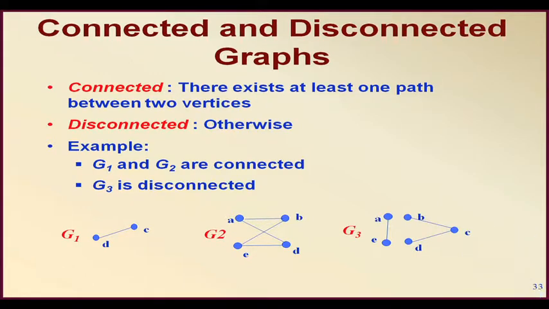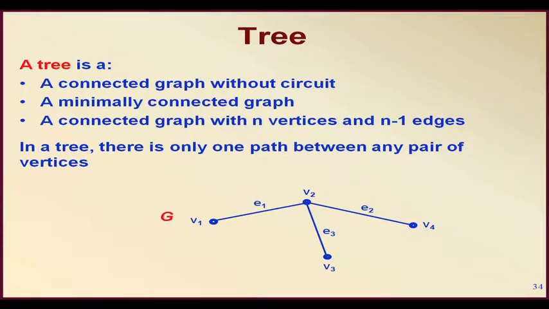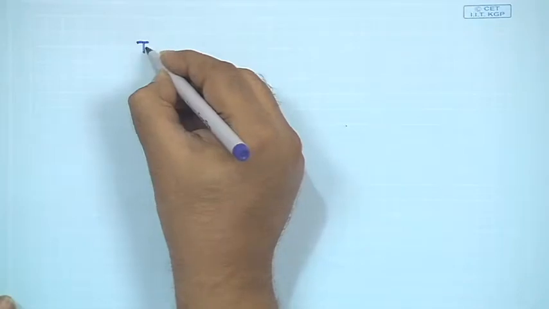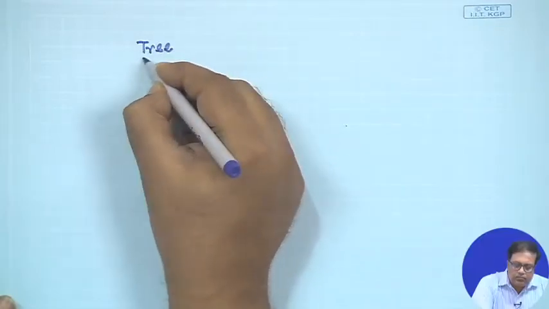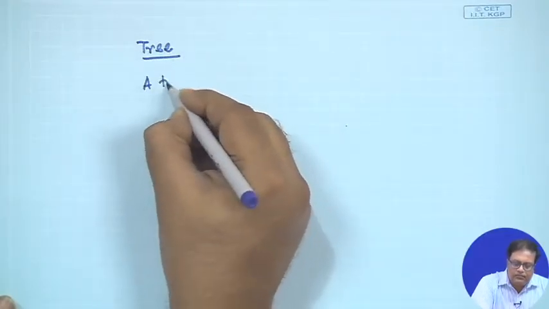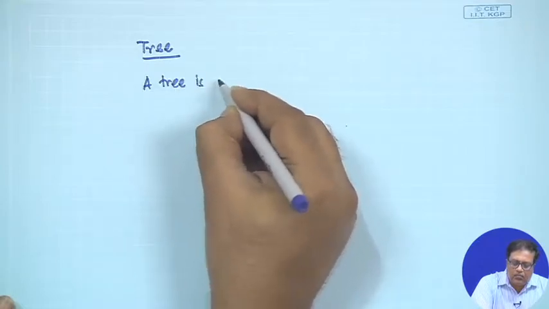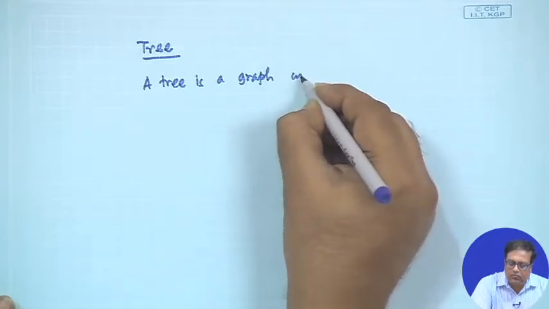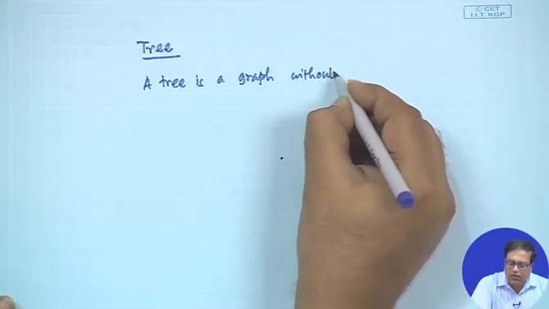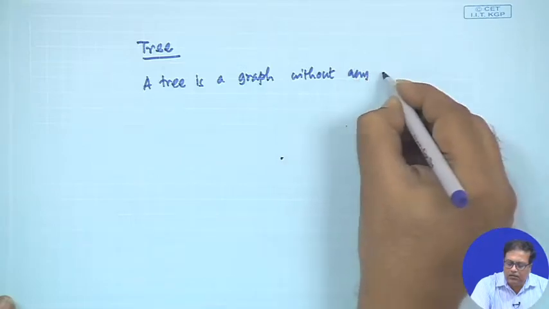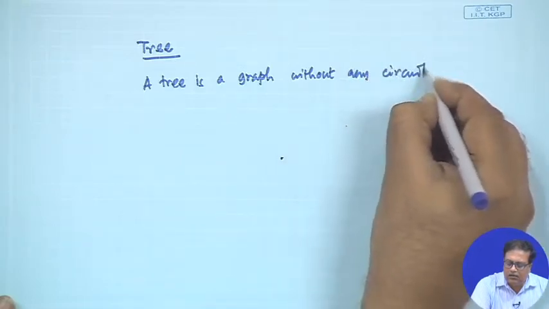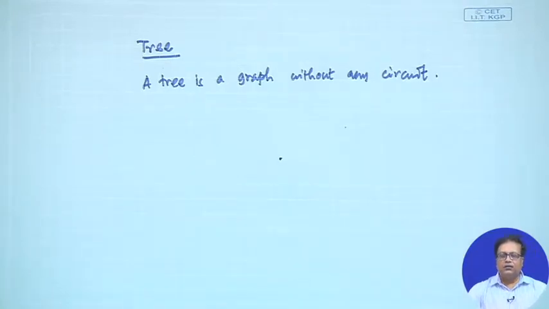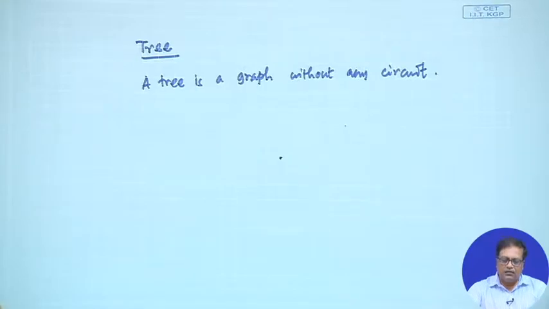So, this brings us to a concept called tree. First of all, what is a tree? A tree is a graph without any circuit. That is the definition of a tree. So, a tree is a graph without any circuit.